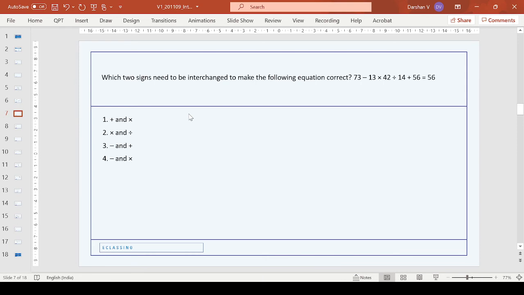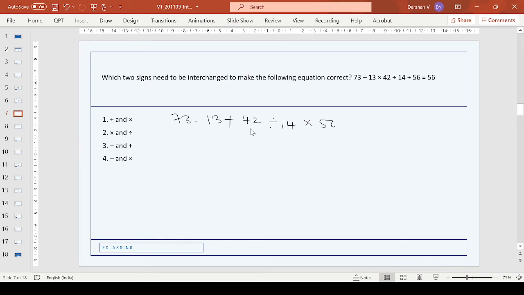Alright, let's look at this one. Which two signs need to be interchanged? The only way to do this is by interchanging them in the equation and seeing. So the first option will be 73 minus 13, the multiplication has to be replaced by plus, 42 divided by 14, and plus has to be changed with multiplication into 56.